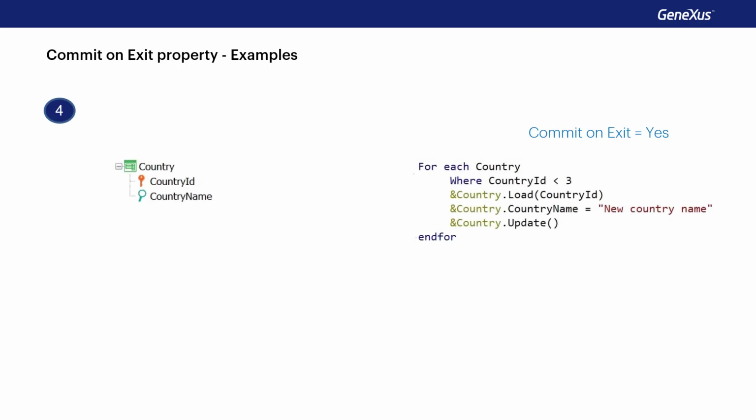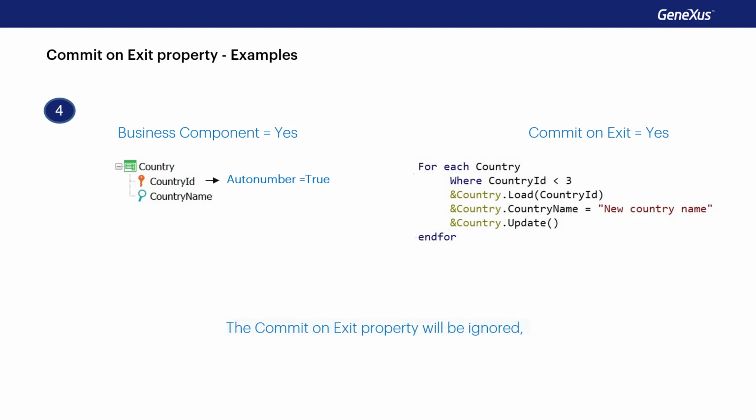Let's see the last example. Again, we consider the same country transaction set as business component and the procedure source shown. The country ID attribute is auto-numbered, and the procedure has the commit on exit property set to yes. In this case, the value yes of the commit on exit property will also be ignored, because an update is attempted through the business component and not directly through the for each. If this business component is not present, the for each itself does not perform any action. Therefore, it will be necessary to add the commit command explicitly.